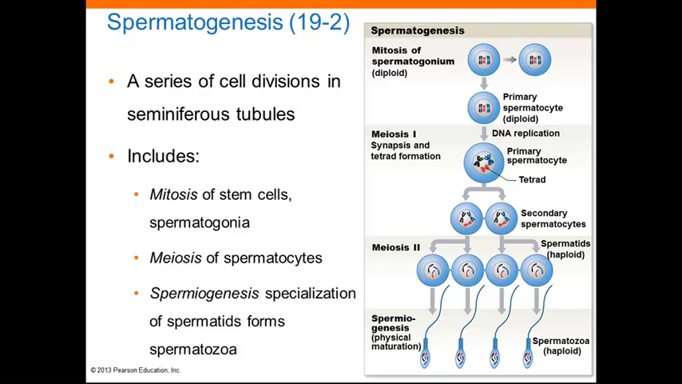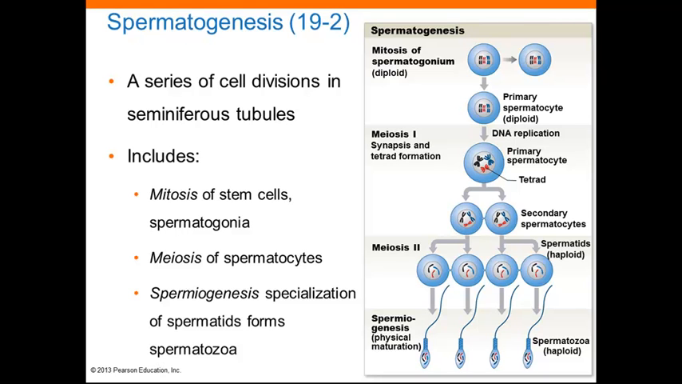Spermatogenesis begins with the mitotic division of stem cells called spermatogonia, and these are located in the outermost layers of the cells in the seminiferous tubules. This first mitotic division produces diploid daughter cells. And notice the term diploid in this figure. In humans, that means 23 pairs for a total of 46. So this daughter cell then is going to differentiate into spermatocytes that undergo meiosis.